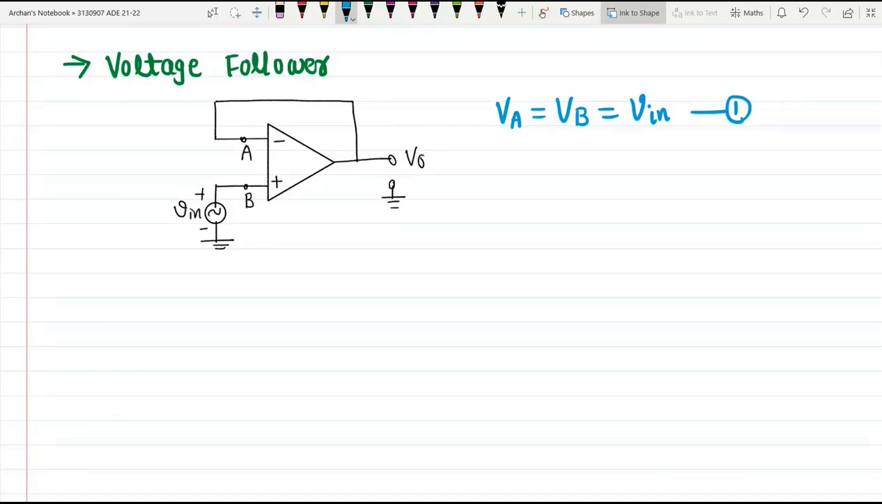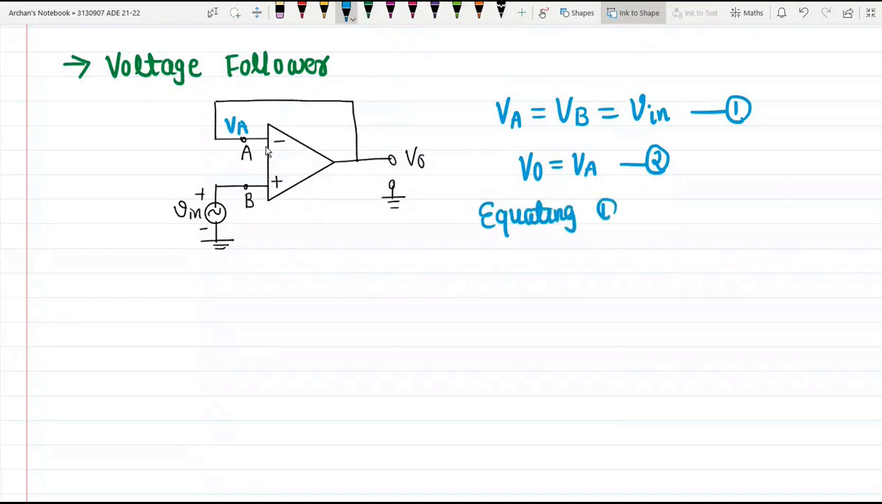If you see, we have the VA voltage, and this node A is directly connected to the output terminal V0. So the output voltage V0 is also equal to VA. V0 is equal to VA, that is what we know. Let us call this equation number 2. Now if you equate equation number 1 and equation number 2, what can you say?